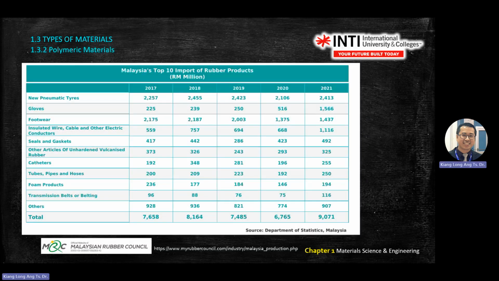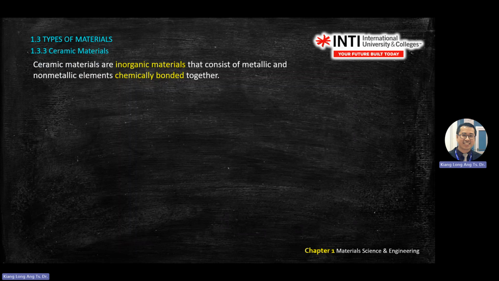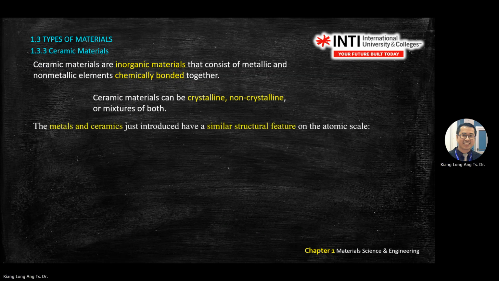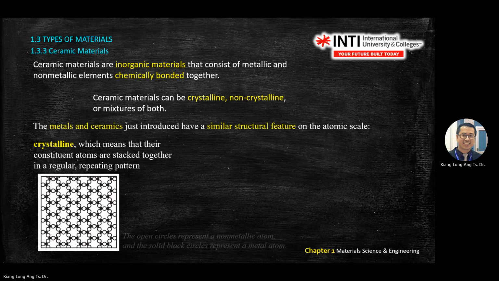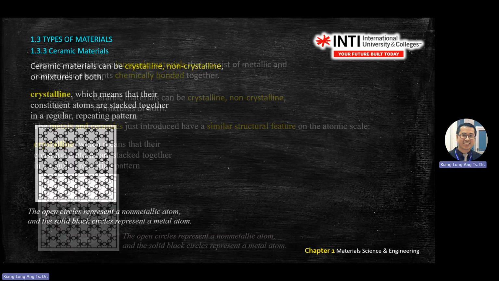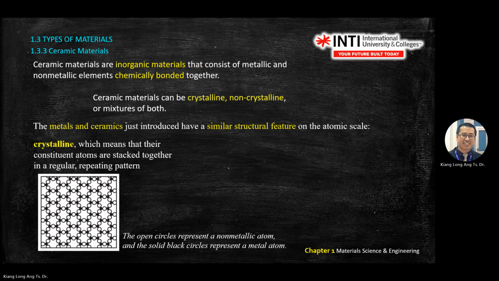Okay, now we are done with the polymer or polymeric material. We go into ceramic introduction a little bit. Now, what is ceramic? It's inorganic material. They are chemically bonded together. The rest you read. So this is crystalline. For example, how we draw crystalline pattern, right? So it means something that is repeated, something like this.